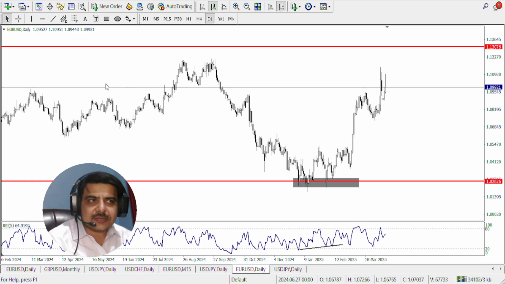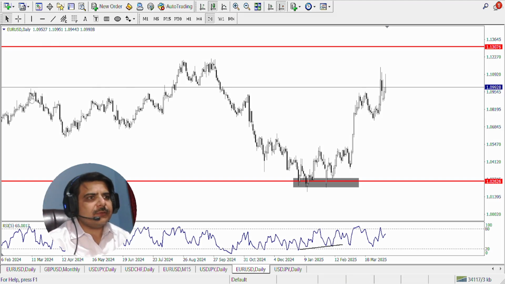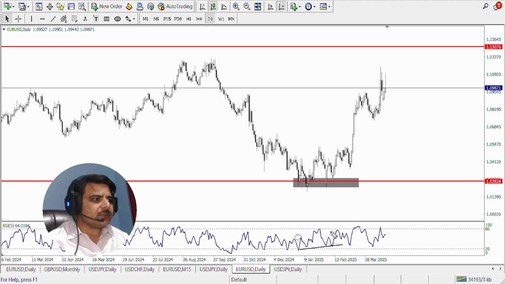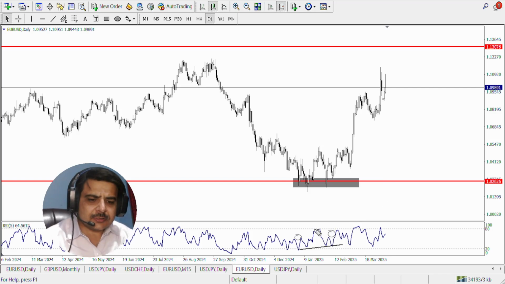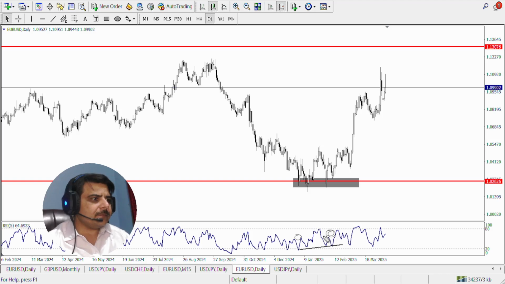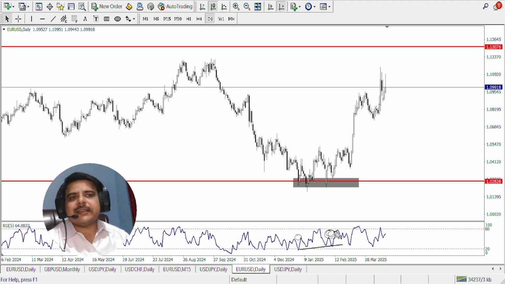Now what is divergence? Let me very quickly explain. If you see this level right here, the RSI is lower, but when it takes a bounce, RSI was right here, so it is slightly above, so it means this is a divergence.